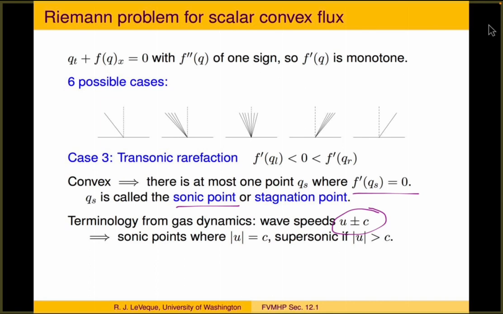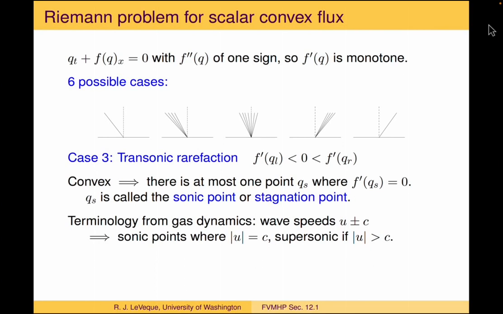But you can also have cases where u is larger than c in magnitude, which is supersonic flow. And in that case, you can have both of these characteristic speeds having the same sign. But there's also this sort of transition point where the fluid velocity is exactly equal to the sound speed in magnitude. And that's the transonic, or the sonic point, where the flow is going from subsonic to supersonic, or vice versa. So those are the sonic points in the problem.